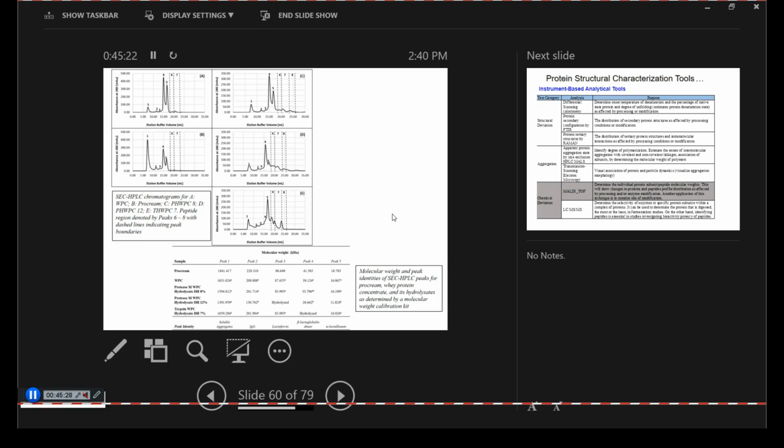And then more of the smaller peptides, like you can see here, you have more peptides generated here that are of smaller molecular weights. Okay.